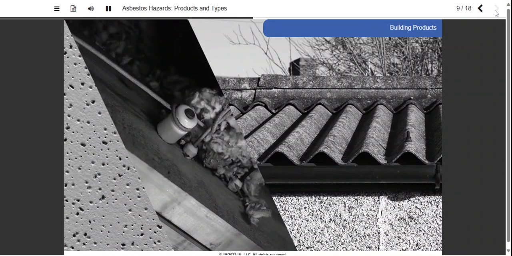We already know that sprayed-on or troweled-on surfacing material, thermal system insulation, and resilient flooring made or installed before 1981 are presumed asbestos-containing materials. What other building products may contain asbestos?